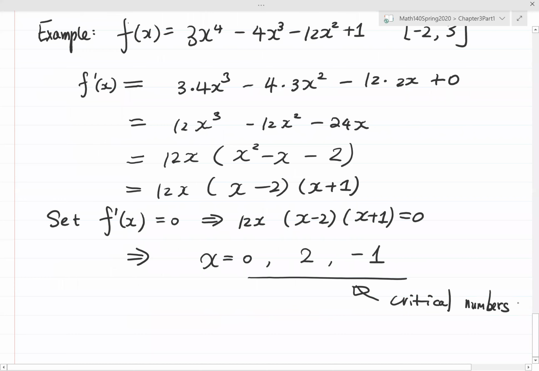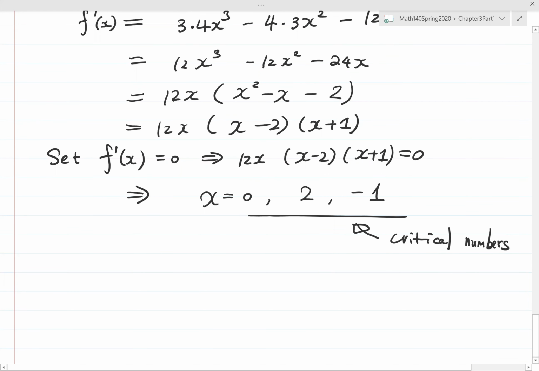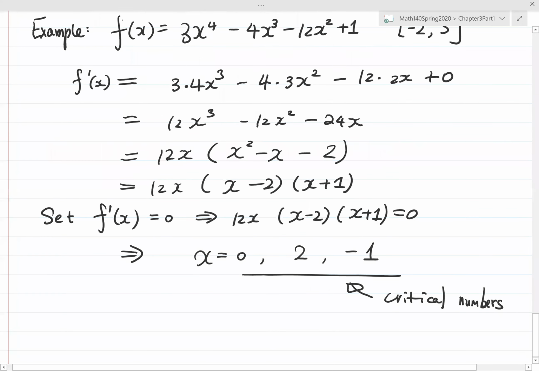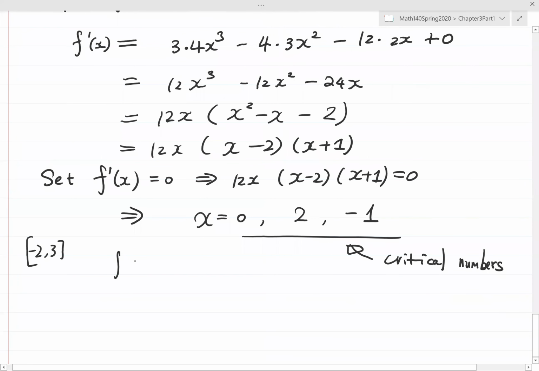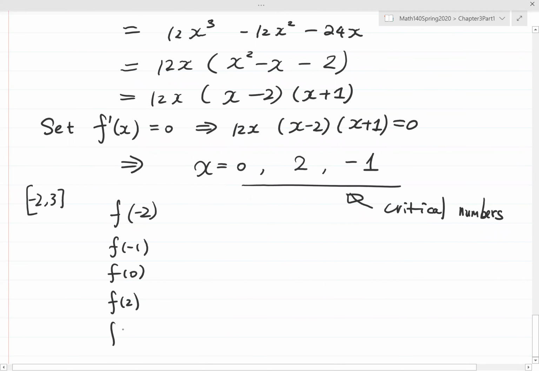Don't forget the boundary. So remember what we are talking about. The interval is negative 2 to 3. So we should look for f. So arrange these numbers in order. So it's negative 2, f(-1), f(0), f(2), f(3).